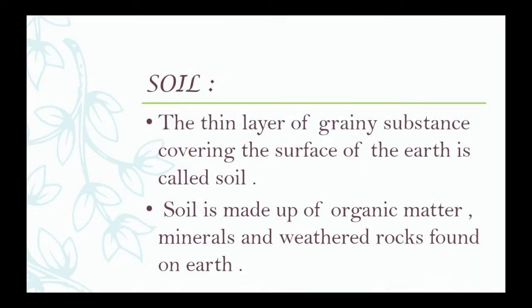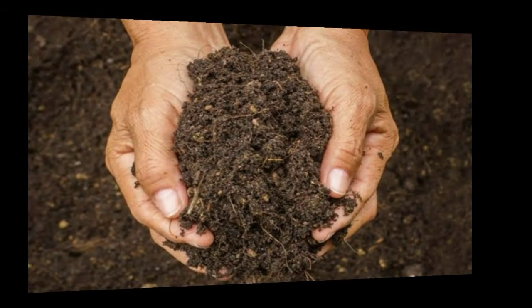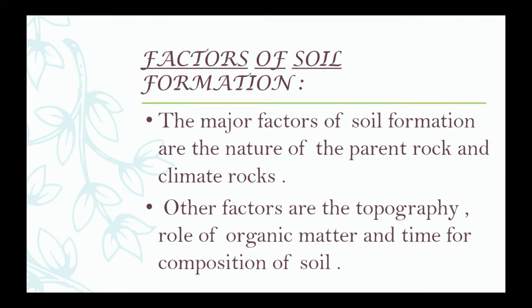Soil. The soil is a thin layer of grainy substances covering the surface of the earth, and this is called soil. And this soil is made up of organic matter, minerals and weathered rocks found on earth. Factors of soil formation. The major factors of soil formation are the nature of the parent rock and the climatic factors. Other factors are the topography, role of organic material and the time taken for the soil formation. All these differ from place to place.